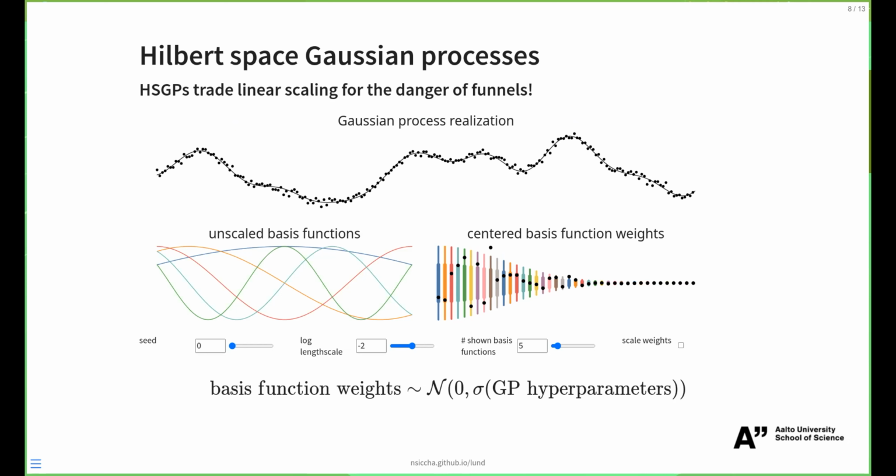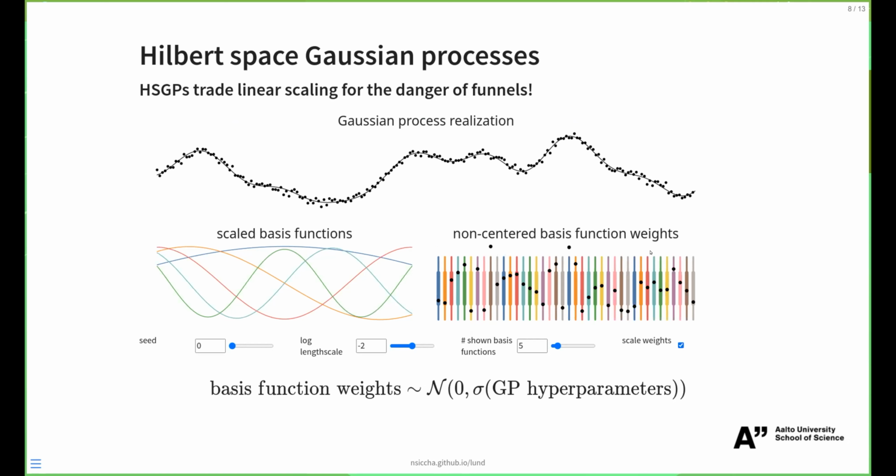But then they have some prior structure which depends on the hyperparameter. Now you can switch this to the non-centered parameterization, and then they all have the same prior, which would then be a standard normal distribution. But this would now lead to the basis function being scaled.